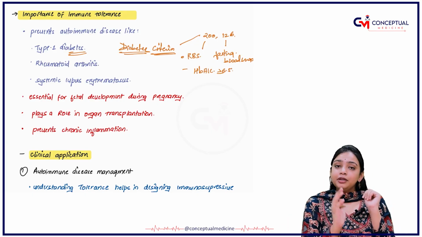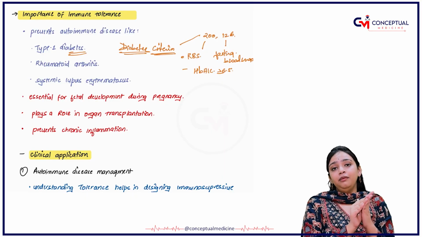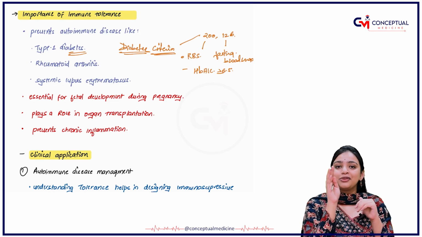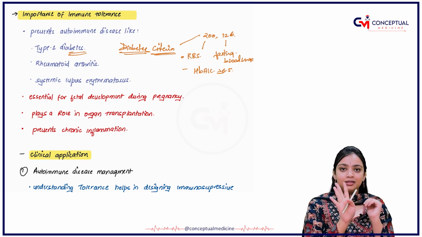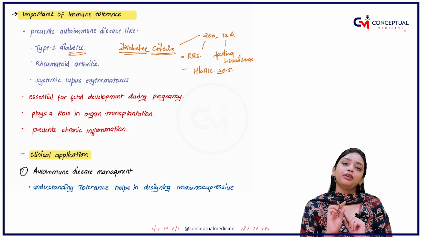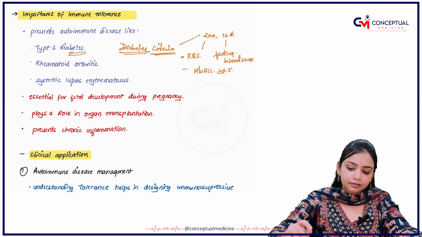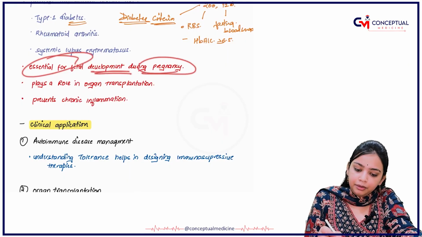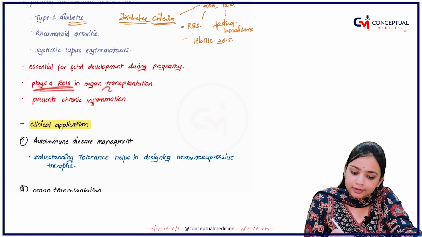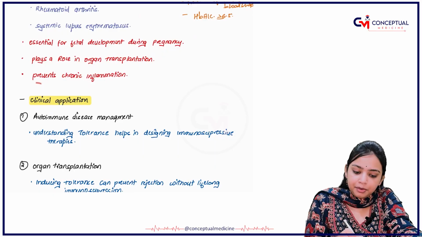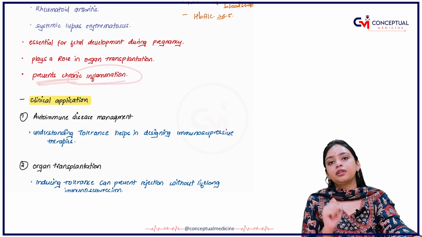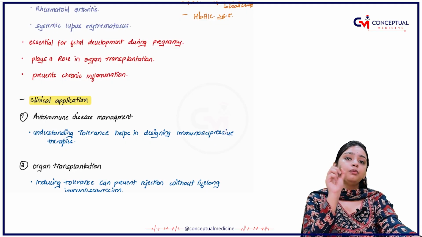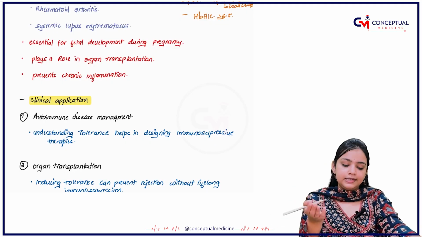So, see, diabetes is such an important topic. Even if it were not an important topic, you would still have to understand diabetes, because it is very, very important in India, okay? Next thing that you have, it is essential for fetal development during pregnancy, plays a role in organ transplantation, and it prevents chronic inflammation. That is inflammation which does not subside for more than 6 weeks, right?